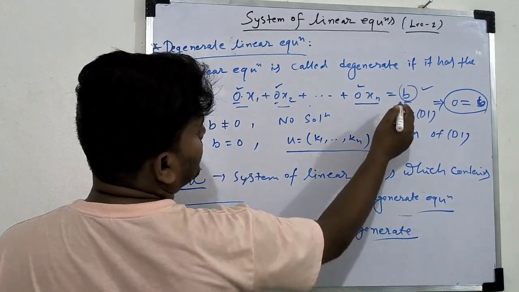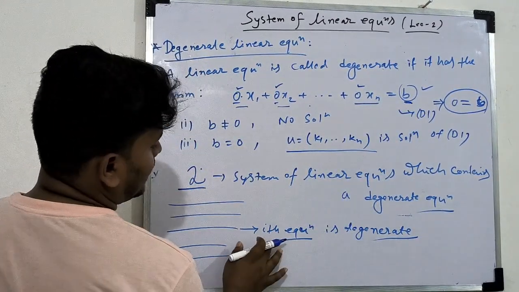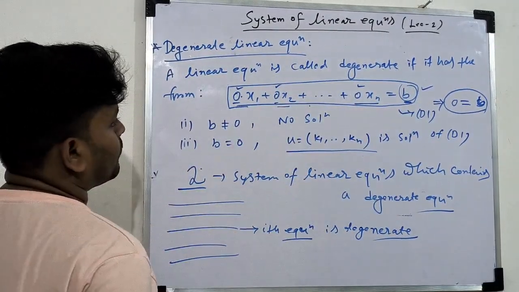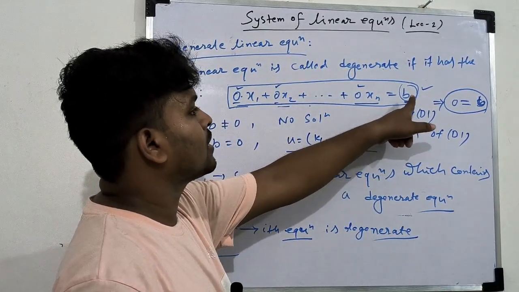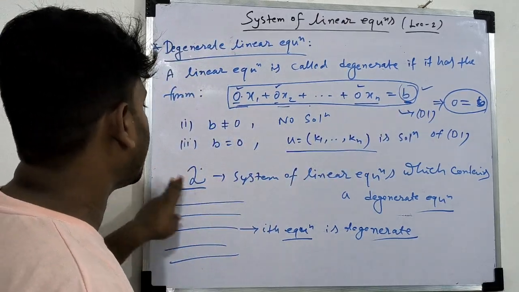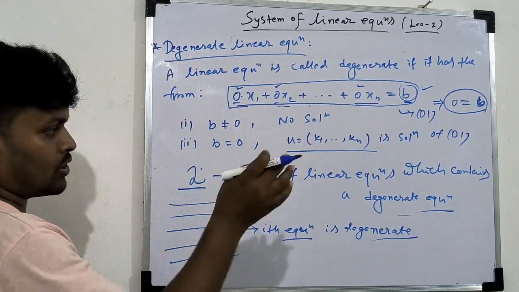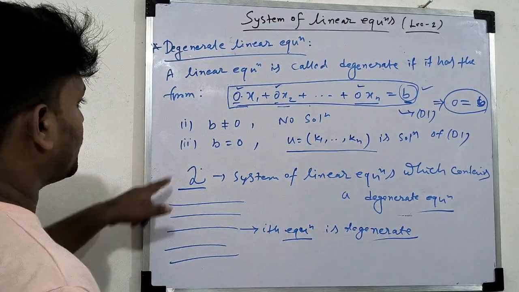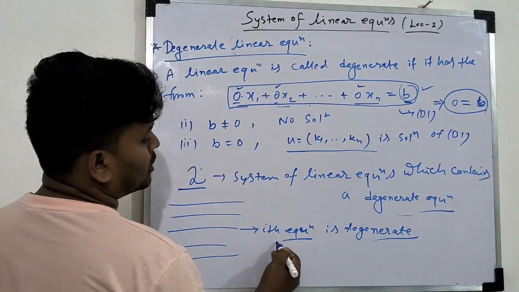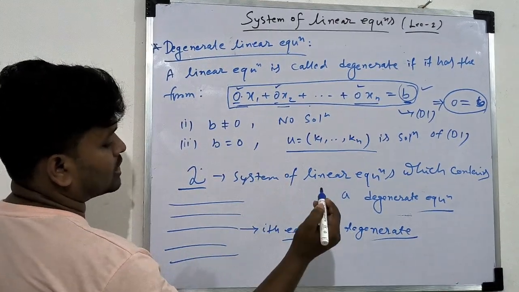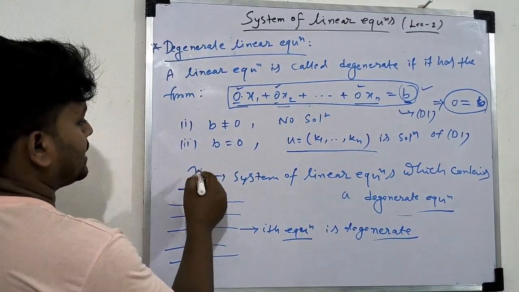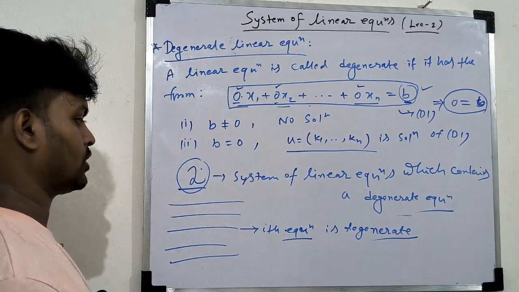Degenerate equation with this constant b. Suppose this ith equation will be this. So depending on the value of b, we can solve the system of linear equations which contains a degenerate equation. If b is not equal to 0, we can conclude that this degenerate equation will have no solutions, and this implies that this system also has no solution.